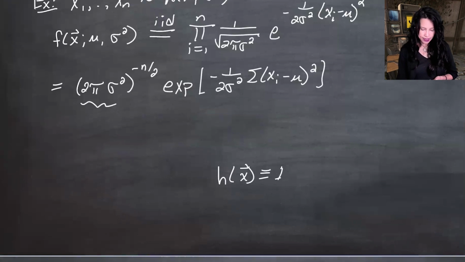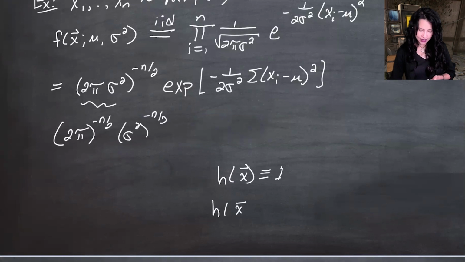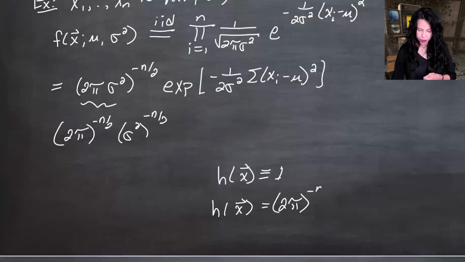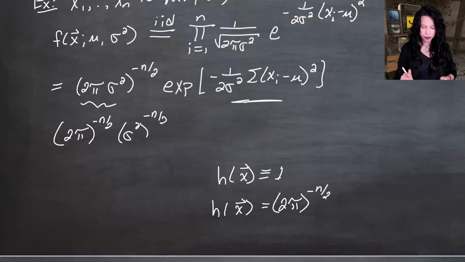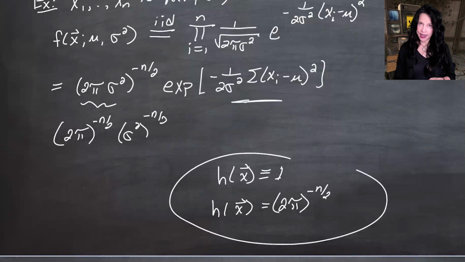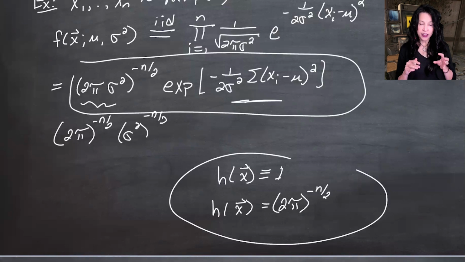You could separate this out and have (2 pi) to the minus n over 2, (sigma squared) to the minus n over 2, and you could say that h of x is the constant in x, (2 pi) to the minus n over 2, and maybe even we can get more out of this. I don't know. Let's see. But what I do want to stop you from doing is saying, okay, I'm going to take h to be one of these, and then all the rest of it is g. And how do the x's appear? They appear through this statistic.